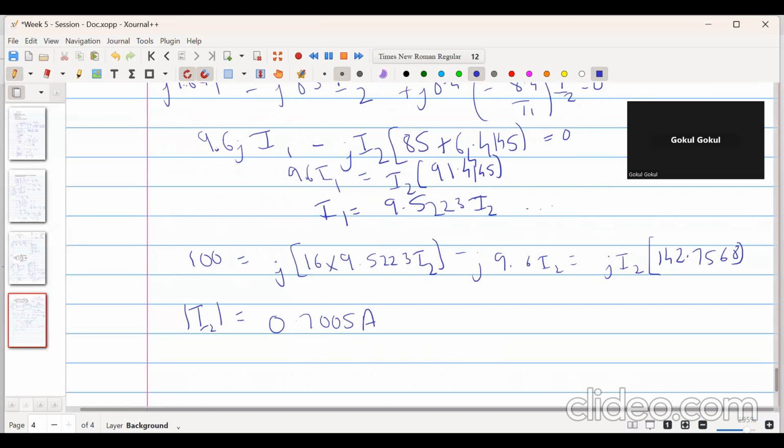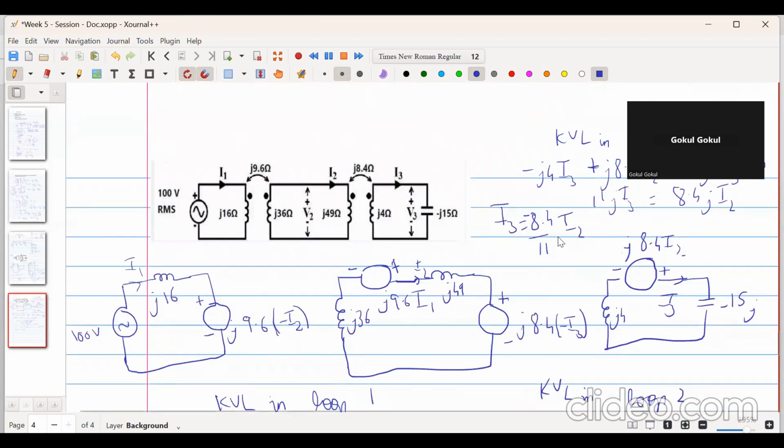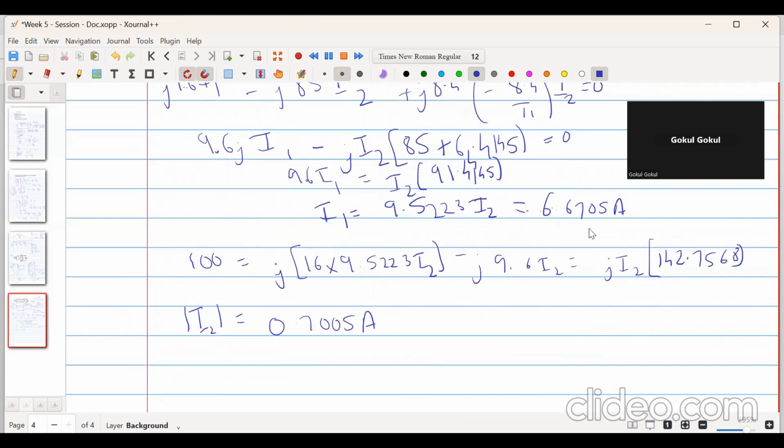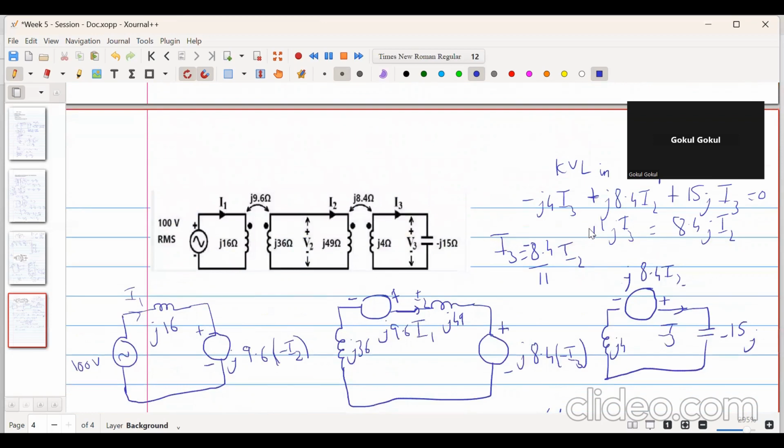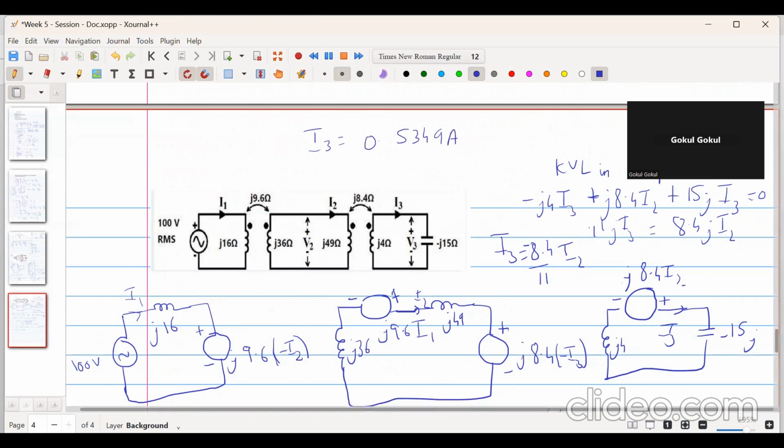So this is the RMS value of I2. Similarly, when we put 0.7005 into this expression, 0.7005 into 9.5223, we get I1 to be 6.6705 ampere. Similarly, I3 is equal to minus 8.4 upon 11 into I2. We neglect the minus sign because in RMS we are not worried about that. So 0.7005 into 8.4 divided by 11 gives I3 equal to 0.5349 ampere. Any doubts in this? No, sir. This is the magnitude of the RMS value, but for the direction purpose, this will be minus.